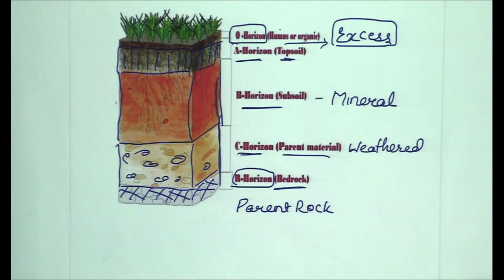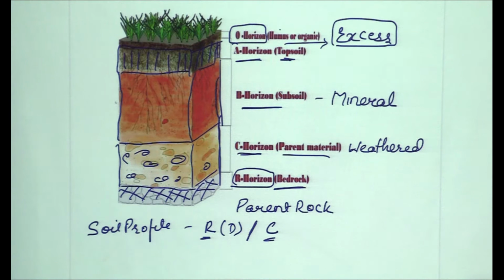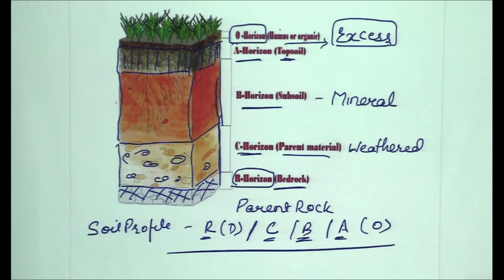So, genetic horizons, how many? Ideally for a soil profile in due course of time tends to develop genetic horizon R, we can also call it D, genetic horizon C, genetic horizon B and genetic horizon A, with an option of genetic horizon O, which relates essentially to excess of humus or excess of organic matter.